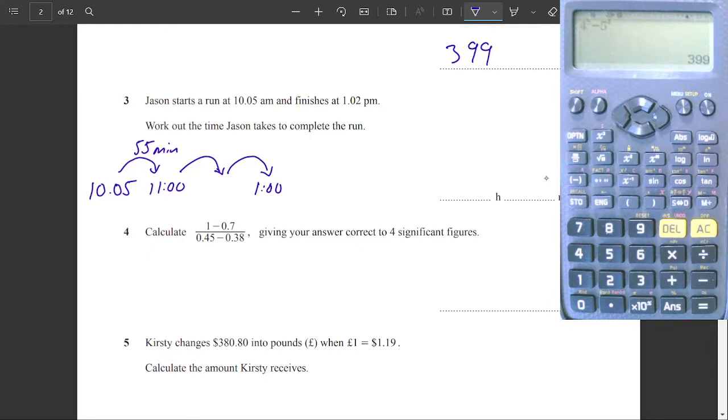Okay, so this is where PM starts. So that's another 2 hours, and then we need to jump another 2 minutes to get 2 minutes past. Okay, so we add that all up. That will give us 2 hours, 57 minutes.